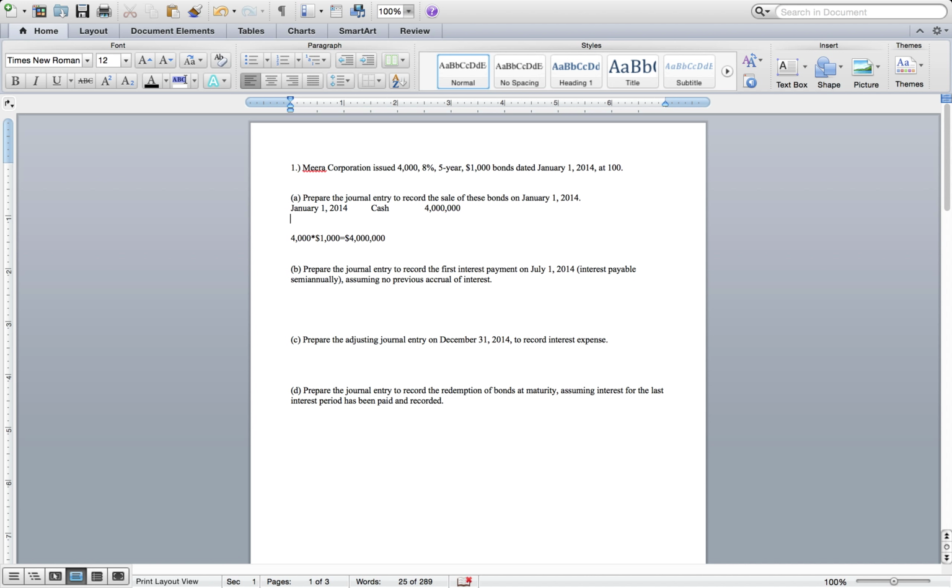Now you issue these bonds, except now you have a legal liability to these bondholders. So you want to credit bonds payable for $4 million.